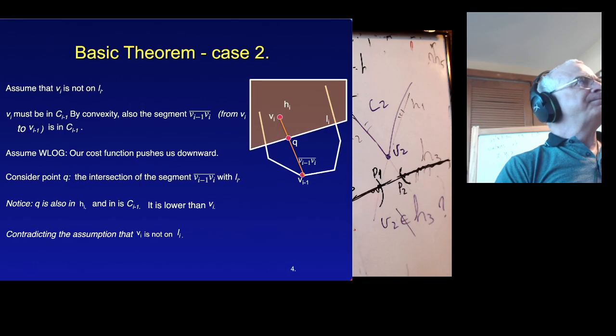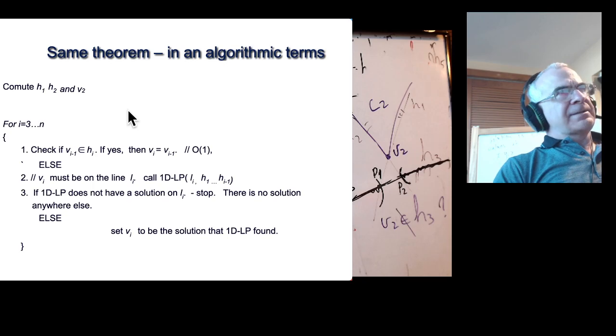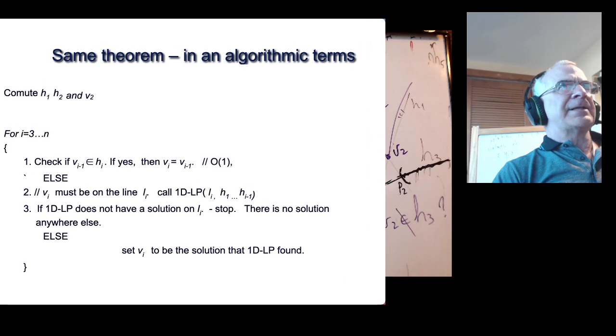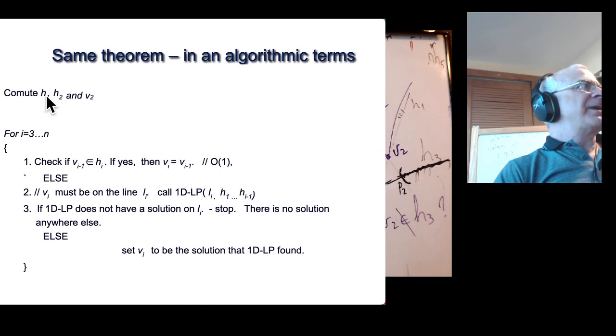Let's continue. So what is the algorithm right now? The theorem itself boils down to a very simple algorithm. It's almost word by word. I pick the first 2 half planes.